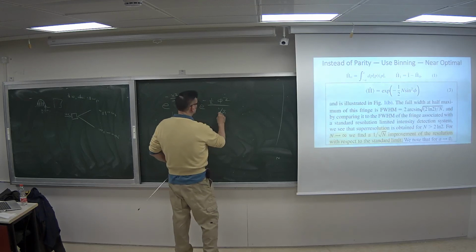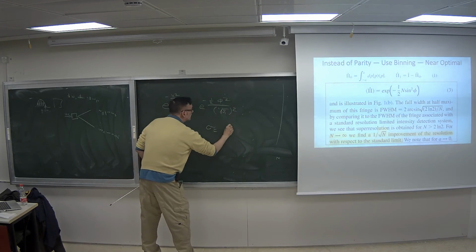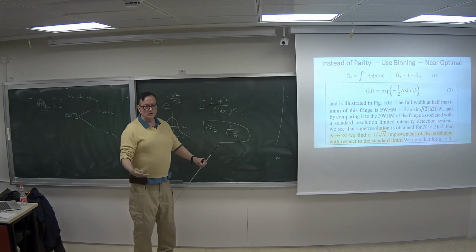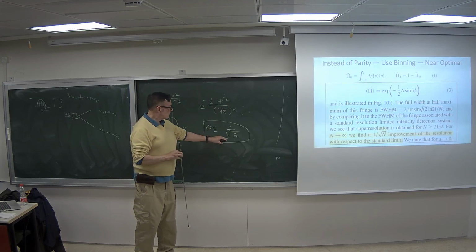squared, okay? And so sigma is equal to 1 over the square root of n bar, which is my return signal, photons, hundreds of photons. What did you say yesterday, Nissan, 600 photons? Yeah. So I get an improvement of 1 over the square root of 600, which is pretty good.